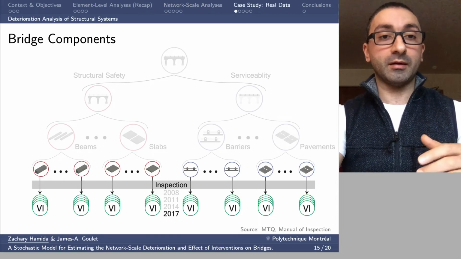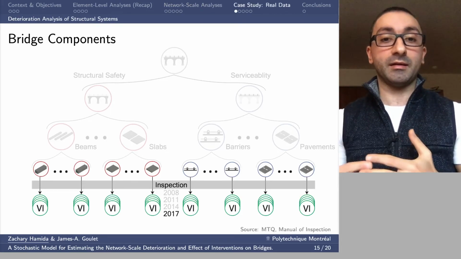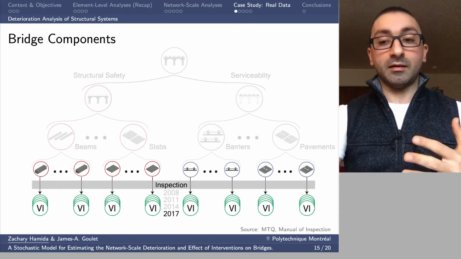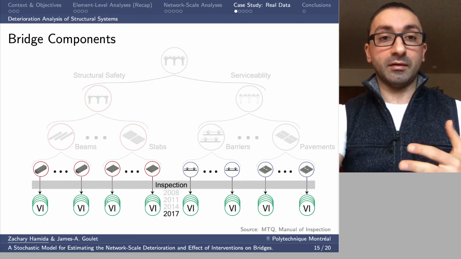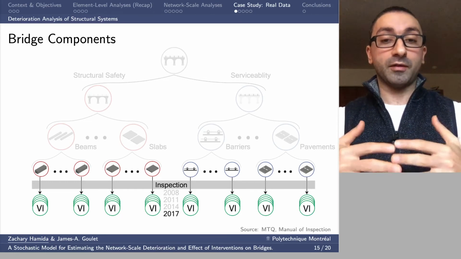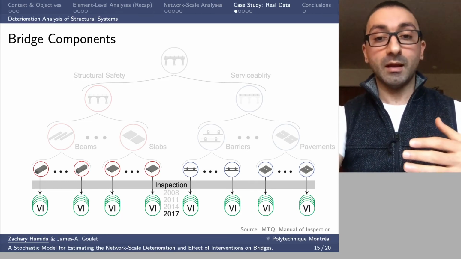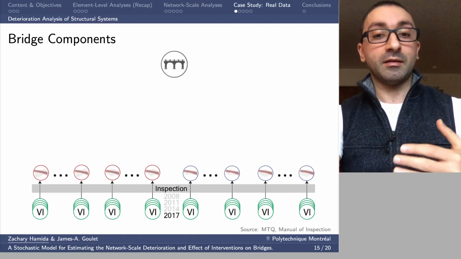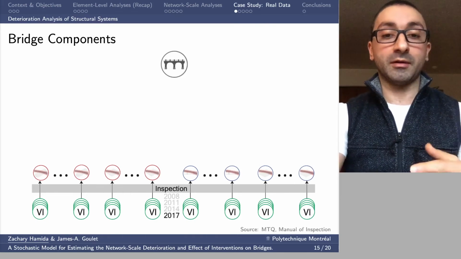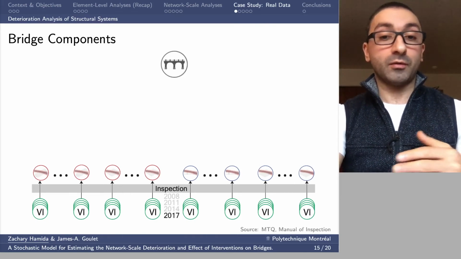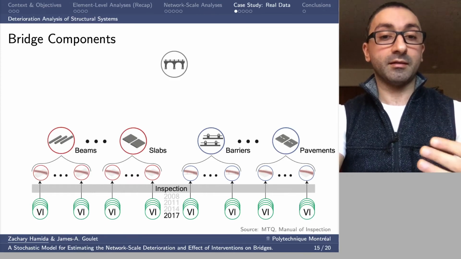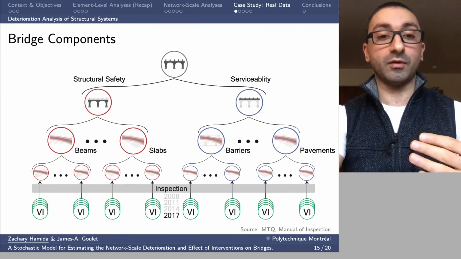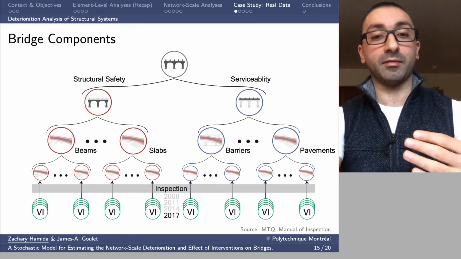Now, if we go and see a real case study, again, we've talked about the breakdown of what's within a bridge, and the elements and the visual inspections, and we've talked about how we use these visual inspections to get the deterioration estimate for each element. Now, what we want to do is to extend this deterioration state estimate to get the deterioration state estimate for each category, so for the beams and so on.